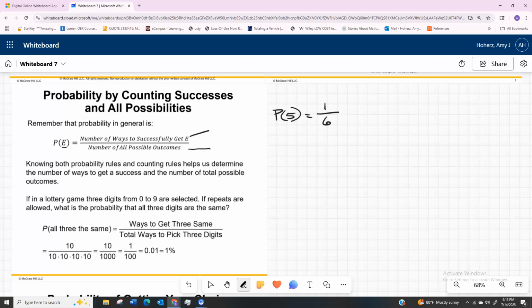So we have a lottery game, not a big lotto game because it's only 3 numbers, but in this lottery game, 3 numbers are selected for the winner. And the digits are 0 to 9, and repeats are allowed. We want to know what's the probability that we get all 3 of those digits the same.